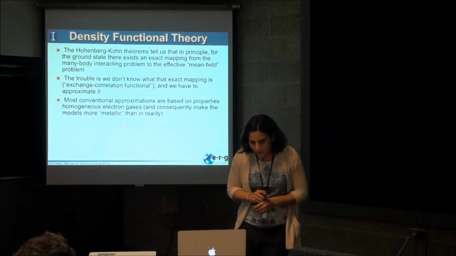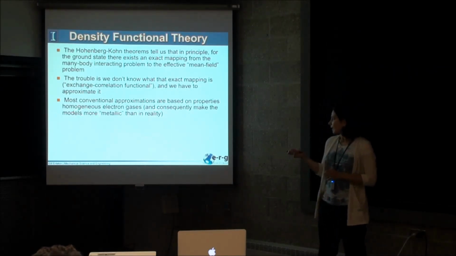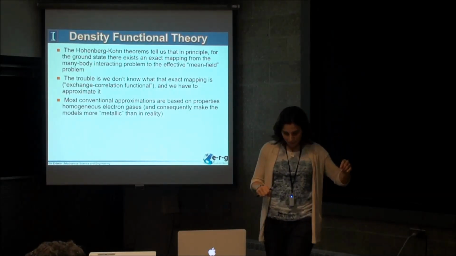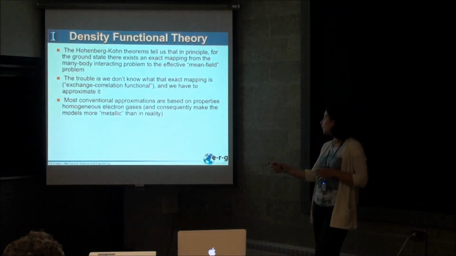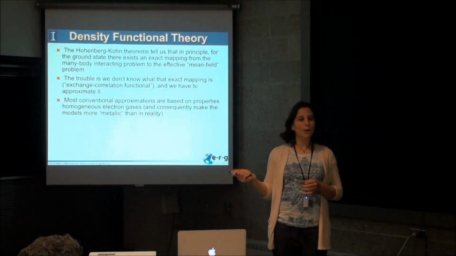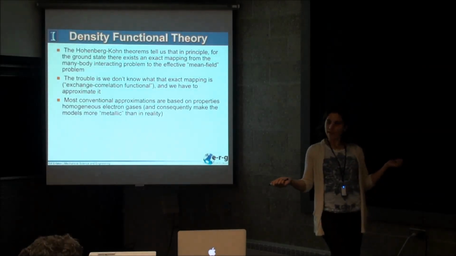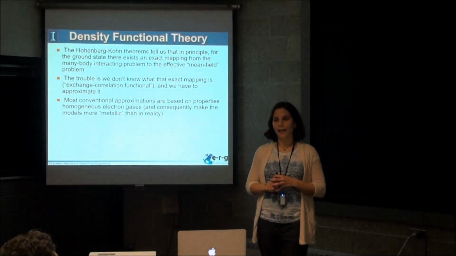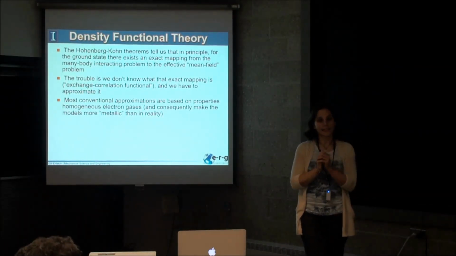And so most conventional ways of approximating this mapping are based on properties of things like the homogeneous electron gas. And in my mind, because we take this mapping that we don't know and we approximate it with something that we can calculate, like that mapping for the case of a homogeneous electron gas, as a consequence of this, it means that when I model a system in DFT, it's going to be a little bit more like a homogeneous electron gas, a little bit more metallic than the material actually is in reality. And so if you think about it, people who are familiar with DFT know that DFT underestimates band gaps. It's related to the fact that we're modeling the system to be a little bit more metallic than it actually is in reality.